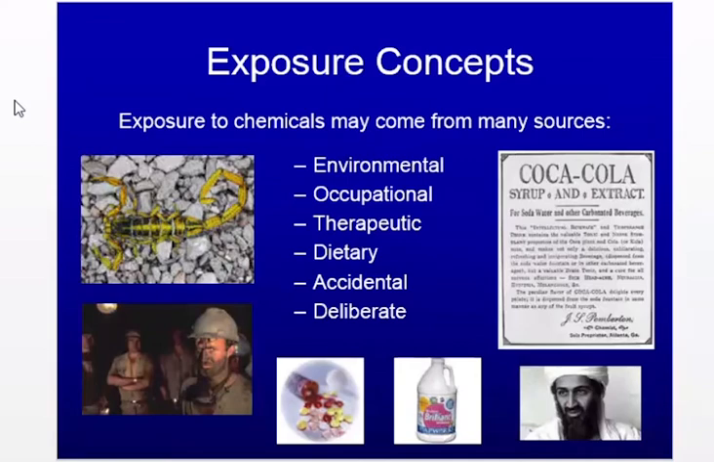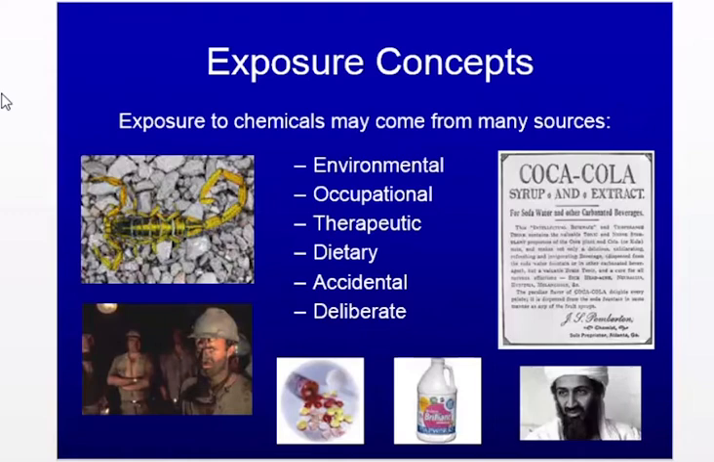So in terms of the exposure concepts, the exposure to chemicals may come from many sources. Like we have emphasized, from the environment, from the occupation that you do, from the treatment, from the food that you eat, that's dietary, and it can inadvertently occur, like in an accident, or deliberately, where somebody just poisons himself or herself. So all those could be the sources of poisons.